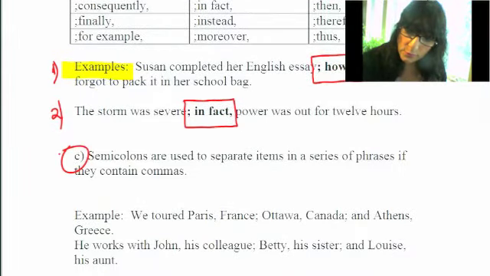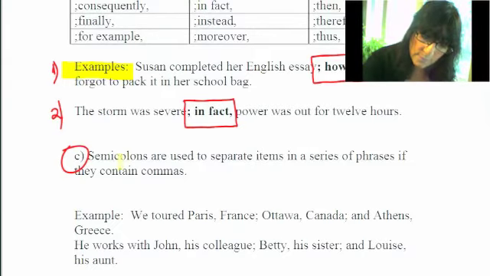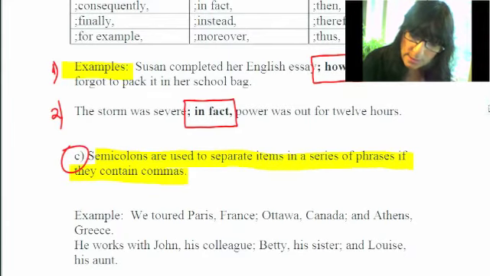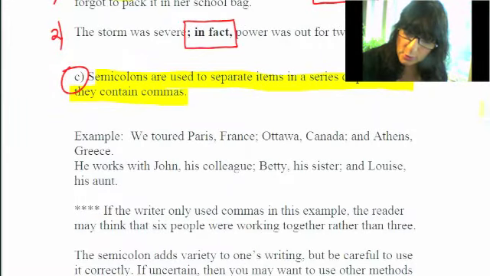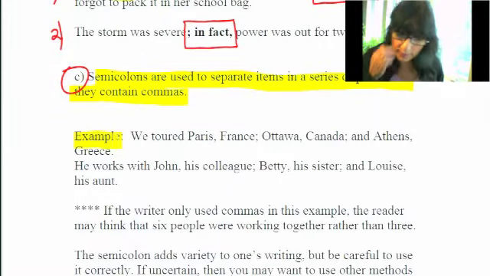And the final use of semicolons will be here. Semicolons are used to separate items in a series of phrases if they contain commas. Now let's take a look at what this means. Take a look at these two examples.